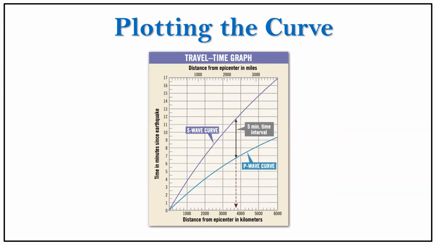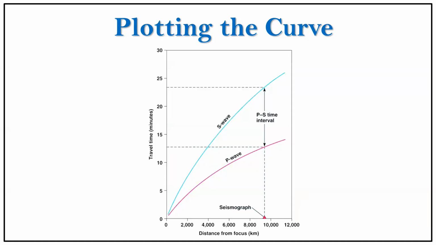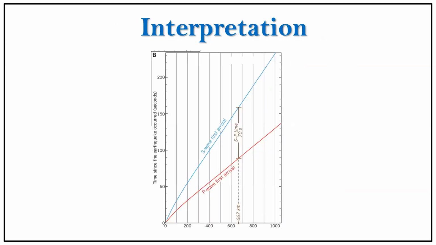Plotting the curve. On graph paper, plot the epicentral distance, the x-axis, against the arrival time of the seismic wave, the y-axis. Plot separate curves for P waves and S waves. P waves typically arrive first, followed by S waves.